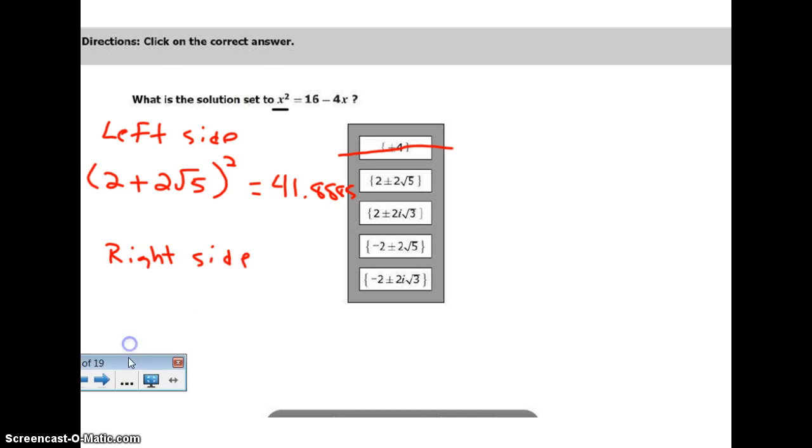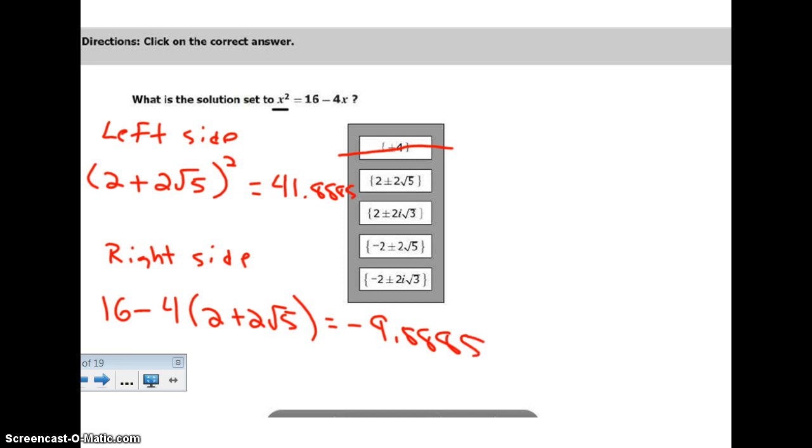So 16 minus 4x is going to be 16 minus 4 times 2 plus 2 radical 5. Plug that in and see what you get. You get negative 9.8885. Do the decimals match? No, they do not. So we can eliminate that answer choice. And we're going to keep trying.